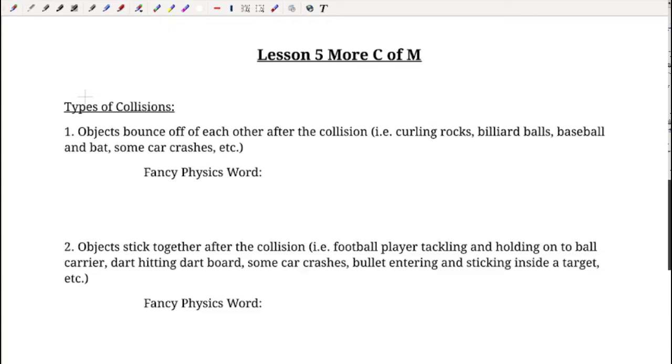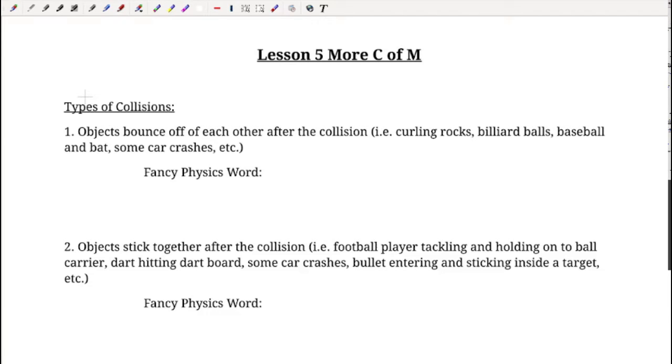to take a look at a little bit more terminology, vocabulary: how do we classify collisions? We've got two different main types of collisions. In the first type, objects bounce off each other after the collision. So they come together, they hit each other, they bounce off. For example, if you've ever played curling or billiards, the rocks or the balls hit each other and bounce off. A baseball hits a bat. Some car crashes, they might bounce off each other.